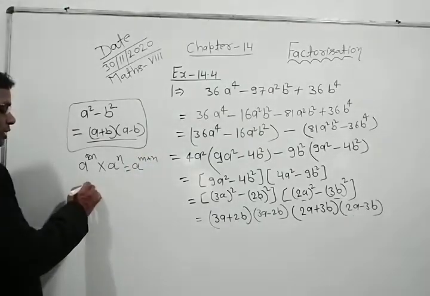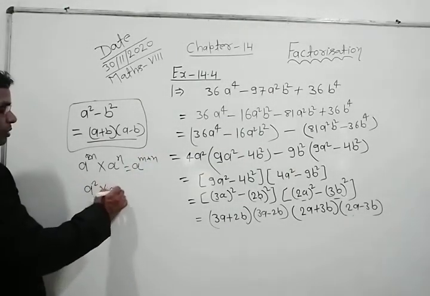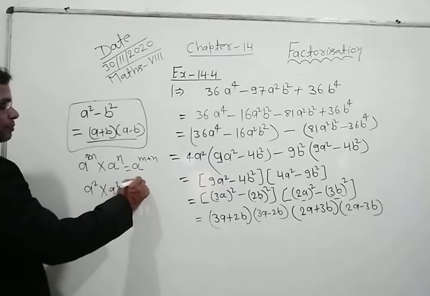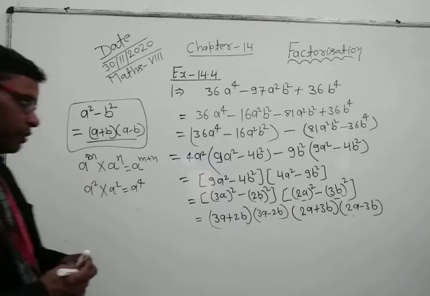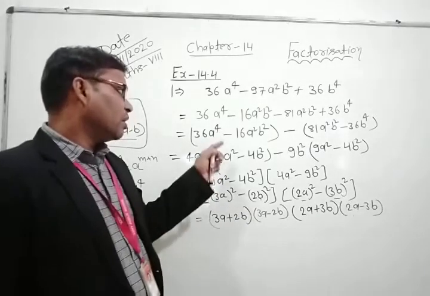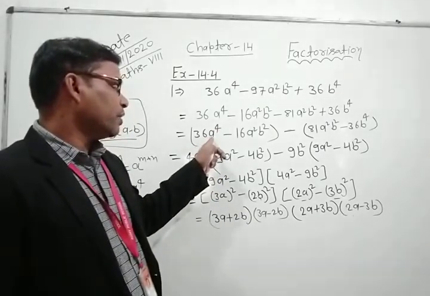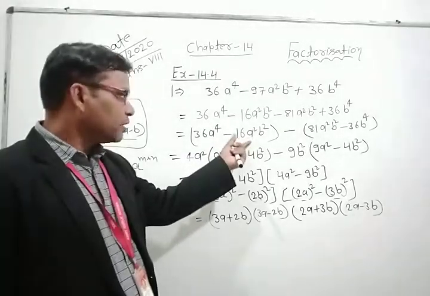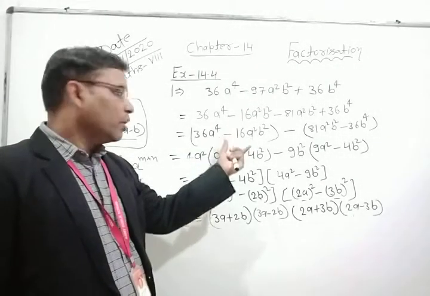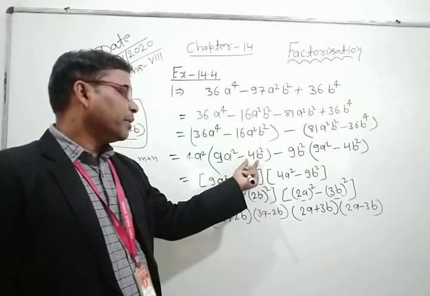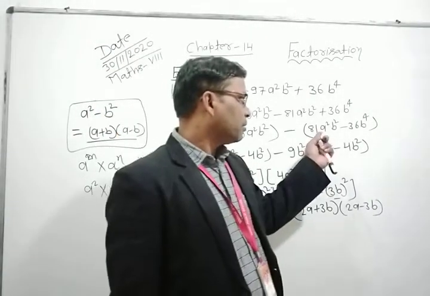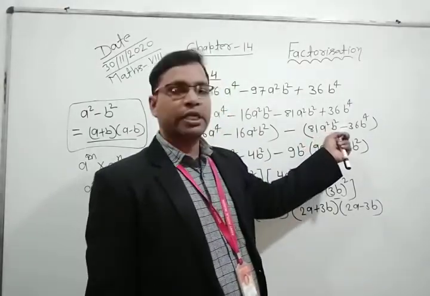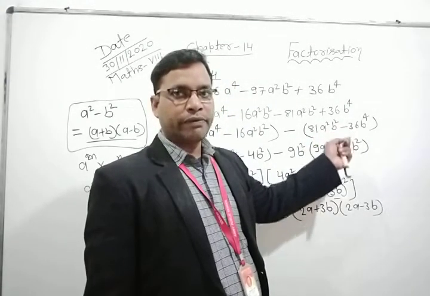Similarly, a to the power 2 into a to the power 2 is equal to a to the power 4. Clear? According to this law of exponents. So here we take common 4a square, and here also 4a square. After taking 4a square common in both terms, we have 9a square minus 4b square. Okay, in the second group we have 81a square b square minus 36b power 4.